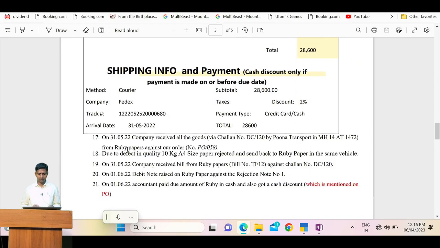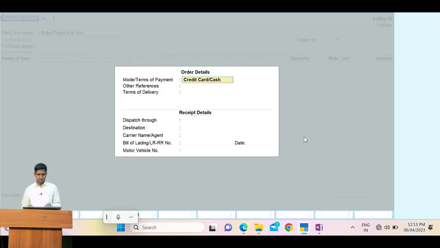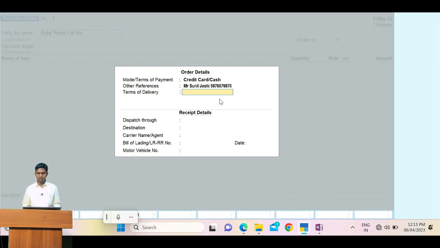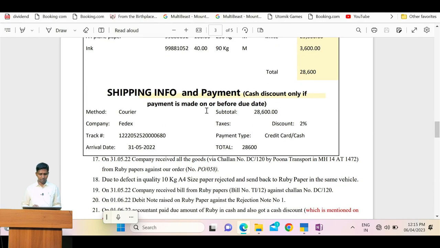Terms of payment: have they mentioned anything about the terms of payment? Method, courier, subtotal, taxes, payment method, cash, card, credit card or cash, copy here. Other reference, yes, other reference. Reference given, Mr. Sunil Joshi. Copy. In that company, whom to ask? So many people, so many employees are there. You cannot ask everyone what about our order. Your reference, that means you can ask about your order to Mr. Sunil. And then terms of delivery, subtotal, any specific instruction related to delivery.